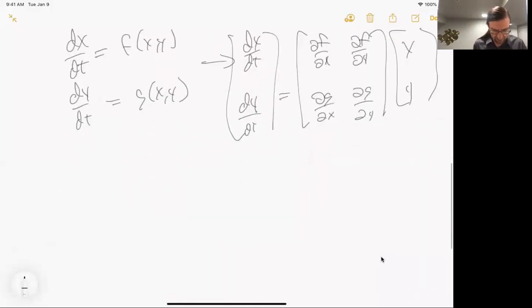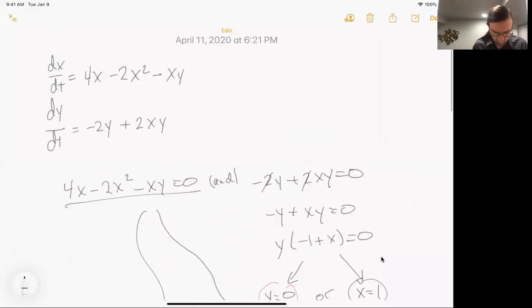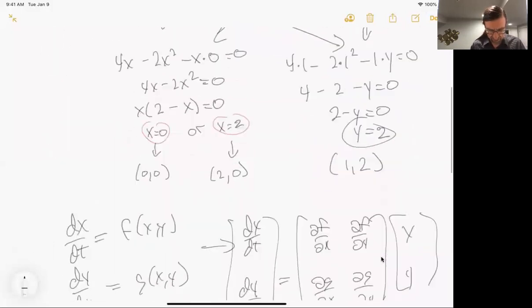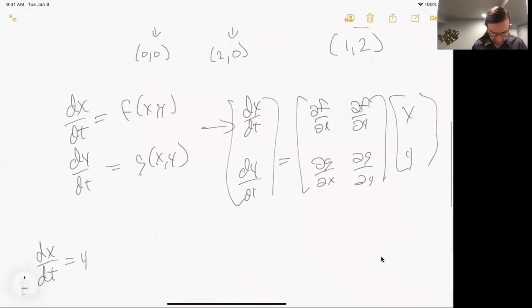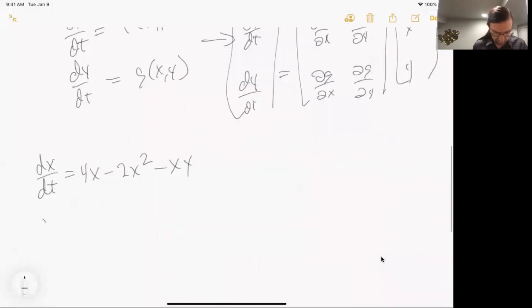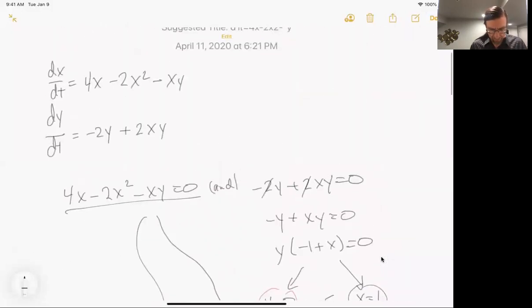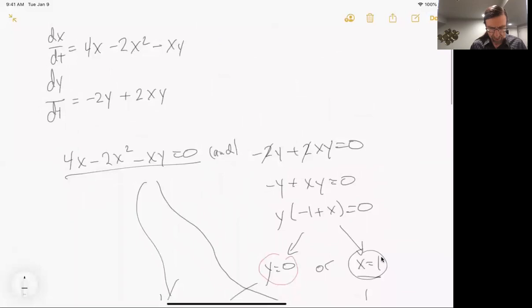Again, the original system, I'll just copy down again. dx/dt is, let's go back, 4x minus 2x squared minus xy. Okay, and dy/dt is minus 2y plus 2xy.